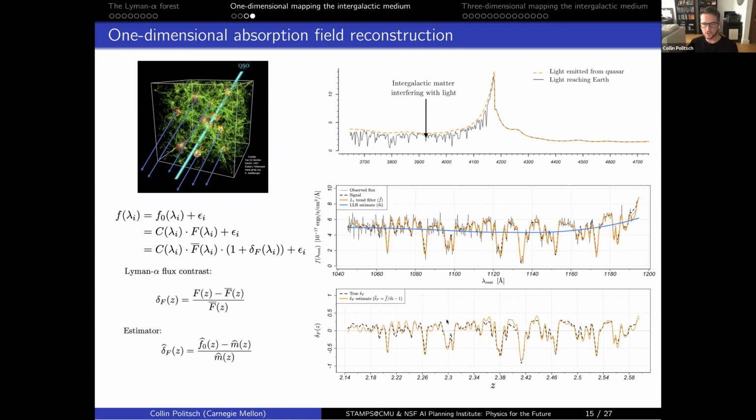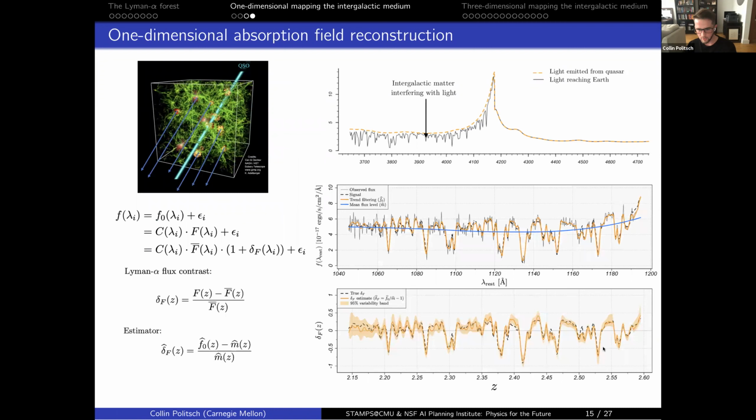Okay, so this is a slide I already showed, and so the effect of this is that we can not only provide a point estimate for this one-dimensional map here, we can actually provide variability bands here. And so again, drawing attention to these dips in the Lyman alpha flux contrast, we can now say with confidence that these dips do indeed correspond to statistically significant overdensities in the universe. Maybe that line of sight is passing over a filament in the cosmic web. Maybe it's transecting a galaxy protocluster, something like that.